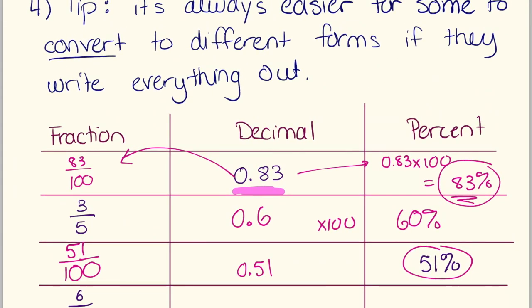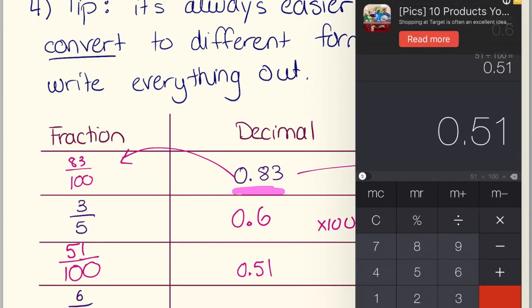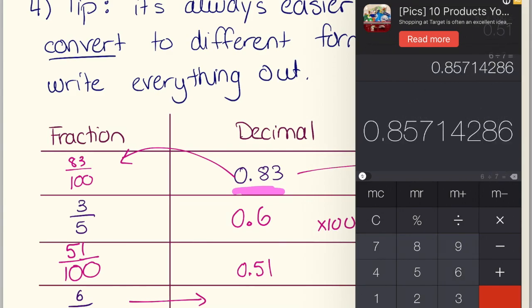And our last example here is 6 over 7. Again, I don't really know what that is off the top of my head, but I know that it's going to be easier for me to go straight to a decimal form. So I'm going to do 6 divided by 7, and I get a really large decimal. That's fine. Once again, we're going to convert it to 2 decimal places. So we're going to round it to the nearest hundredth.